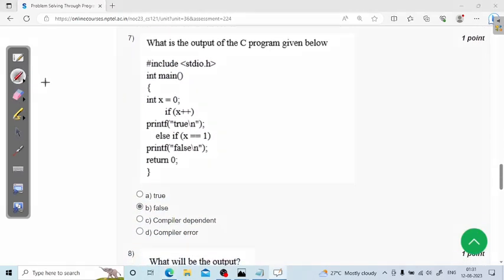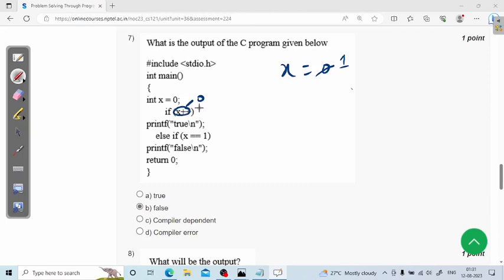Now let's look at the next question. The next question says the value of x is kept as 0, and then we are writing a condition: if x plus plus. Now you all know about this plus plus operator, if it is later on, then first of all the value will be utilized and then x will be incremented. So when this line is getting executed, the value will be taken as 0 here and x will be incremented to 1.